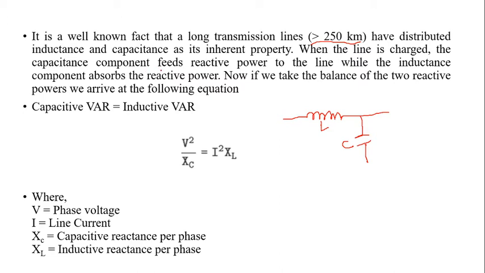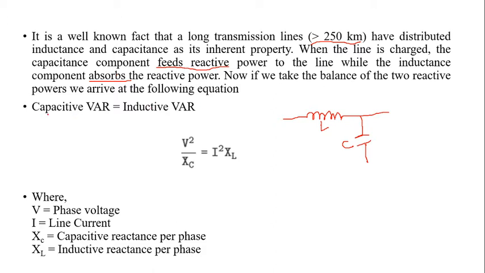What is the function of the capacitor? It feeds reactive power to the line, while the inductor component absorbs the reactive power. Now if we take the balance, whatever reactive power is fed by the capacitor is absorbed by the inductor of the line, and that is called the balance condition. If we balance the two reactive powers, we arrive at the following equation. The reactive power of the capacitance feeding the line and the reactive power of the inductance absorbed in the line are equal.